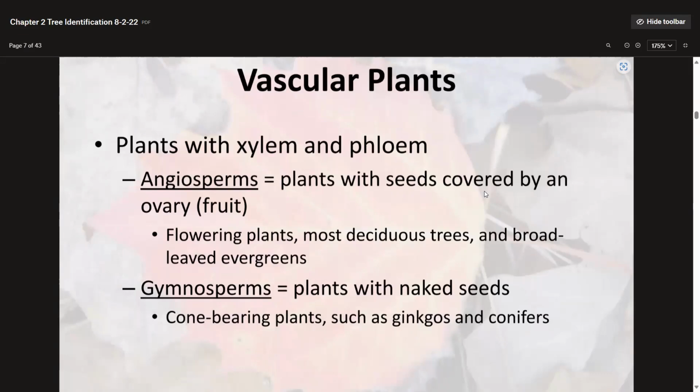On the other hand, you have gymnosperms, which are plants with naked seeds. Did she say naked? Yes, I did. Naked seeds. They're cone-bearing plants, such as ginkgos and conifers, things like that. Okay, so gymnosperms, naked seeds, angiosperms, they have an ovary or fruit. Just an easy way to remember that.